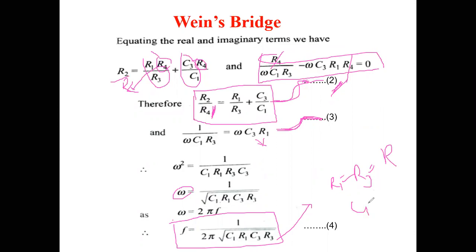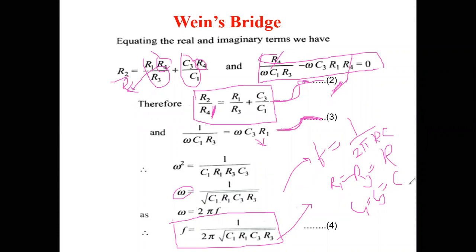C1 C3 is equal to C, and therefore this equation is further reduced to F is equal to 1 by 2 pi RC.